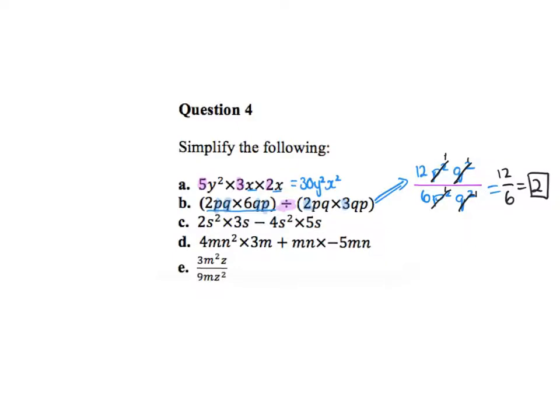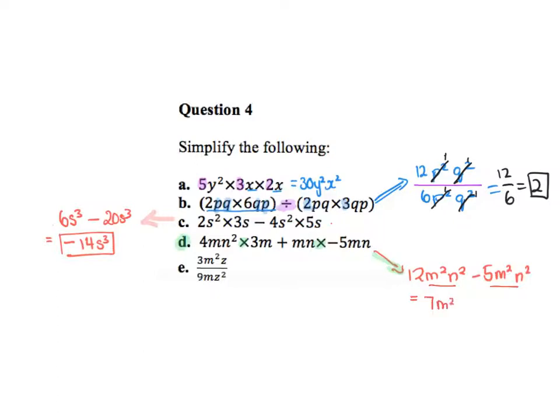Okay, I'll pop the answers in for the other ones. Okay, I'm just doing question D here. Just be careful, you must do the multiplication first. So remember BODMAS, brackets, then multiplication and division, and then you work left to right. So I've done the multiplication part first, and now I'm left with this, and they're actually like terms now. So now I'll do this subtraction. So we end up with 7m squared n squared. So just be careful with that one.